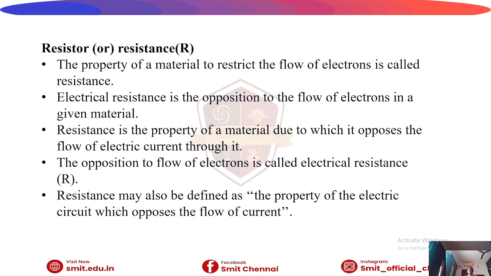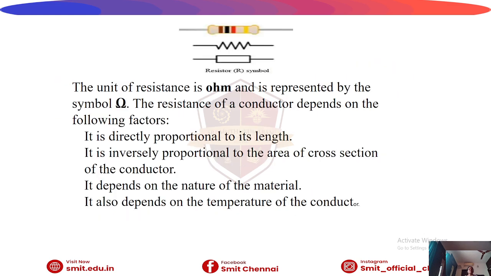The resistor is that which opposes the flow of current. Electrical resistance is the opposition to the flow of electrons in a given material. It is also defined as the property of a material due to which it opposes the flow of electric current through it. The resistance is denoted by R and it is represented by R equal to ρL by A. It depends upon the length of the resistor and area of cross section.